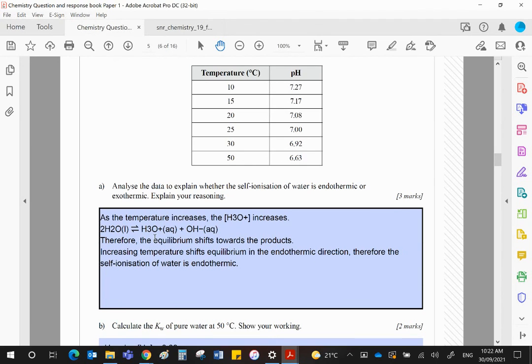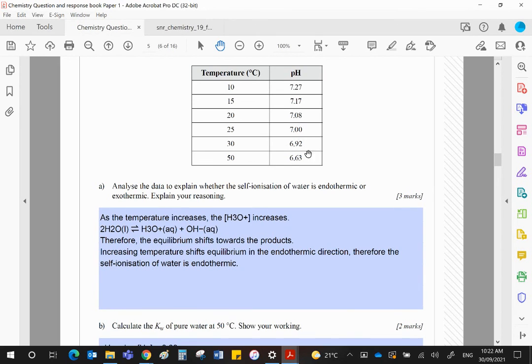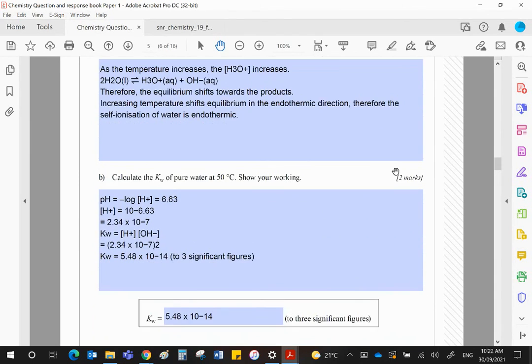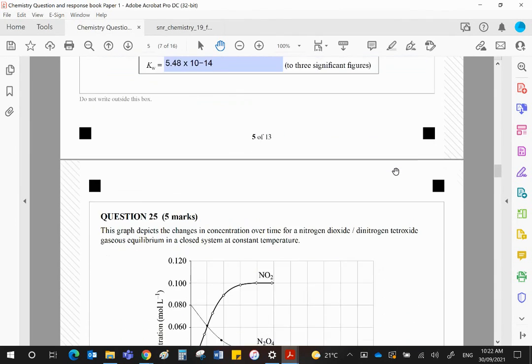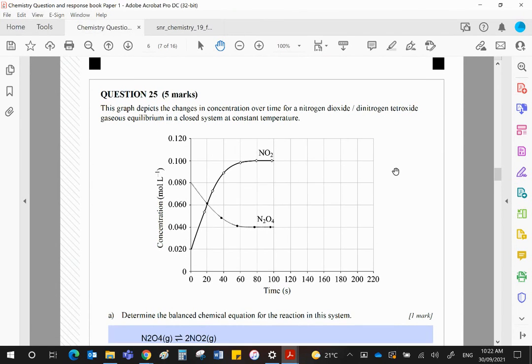The reason being, neutrality is decided by the balance of H plus, H3O plus, and OH minus. And as long as they are in equal concentrations, then the water will be neutral. So don't think water becomes acidic when it's hot and alkaline when it's cold. Water is always neutral.